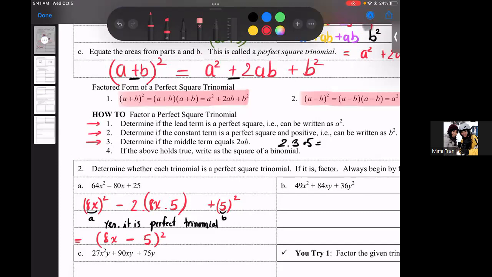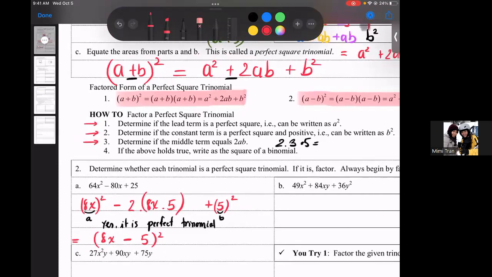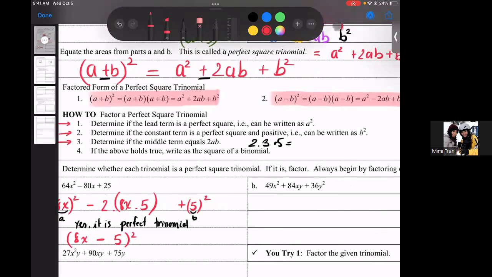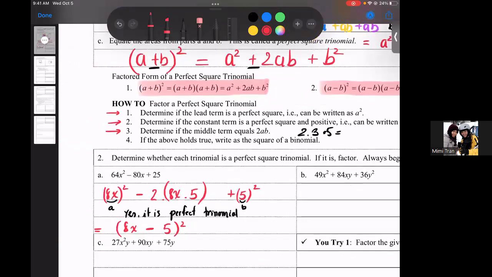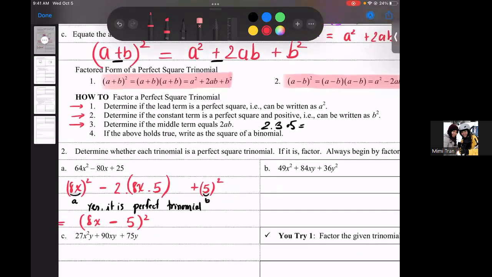Of course, there's a different way to do this. Did you know that already? What's this called? The AC method? If you want to use that, that's fine too. Okay. Why don't you guys try? I'll do B with you.